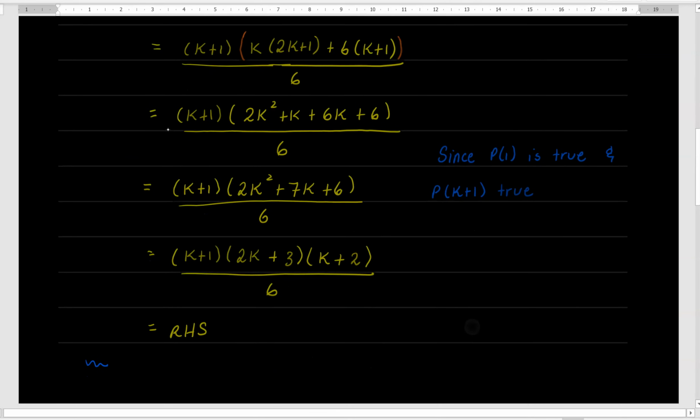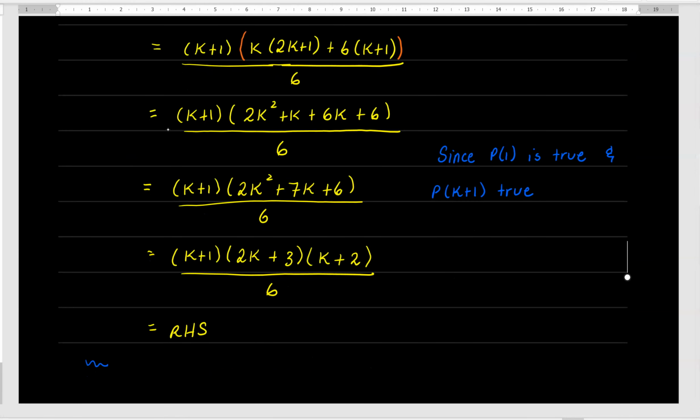So back to what we're saying here: since P of 1 is true and P of k plus 1 is true whenever P of k is true, because that's what we did, then P of n is true for all positive integers. And why did we do this? We did this by using mathematical induction. So proof by mathematical induction.